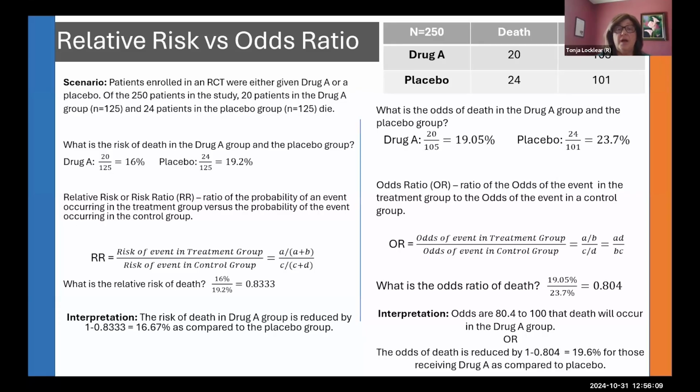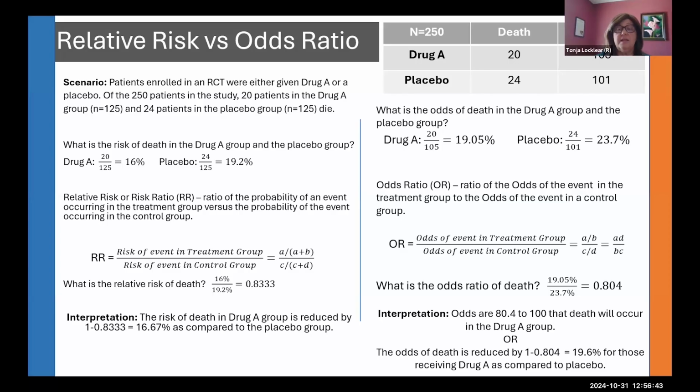Or we could say the odds of death are reduced. Again, it's less than 1. It's reduced by 19.6% for those receiving drug A as compared to the placebo. If the odds ratio or the risk ratio is over 1, let's say it was 1.2, when you subtract 1 from it, you're going to get a 20% difference, and you would say it is increased by 20% for those receiving drug A compared to the placebo group.